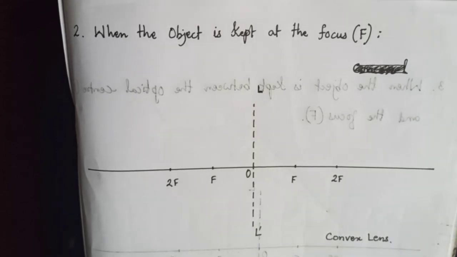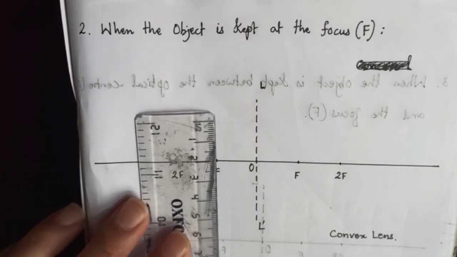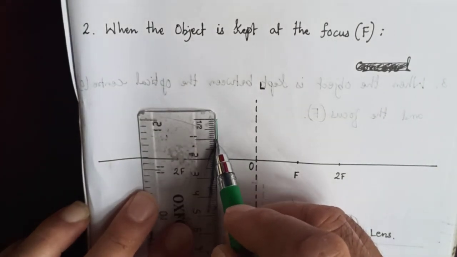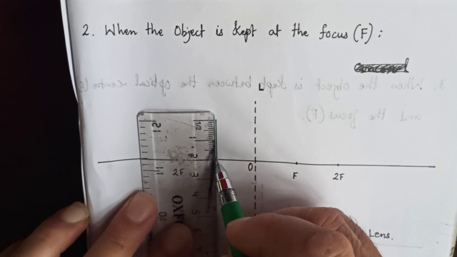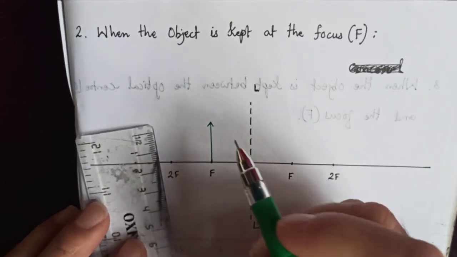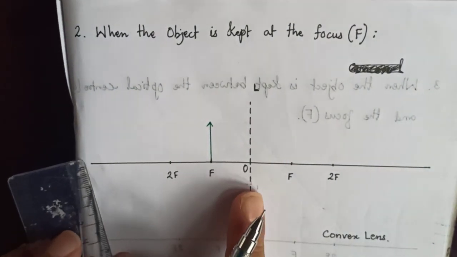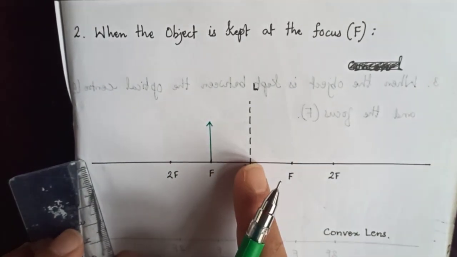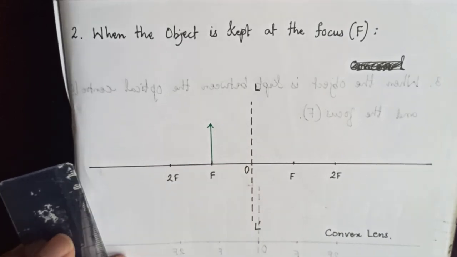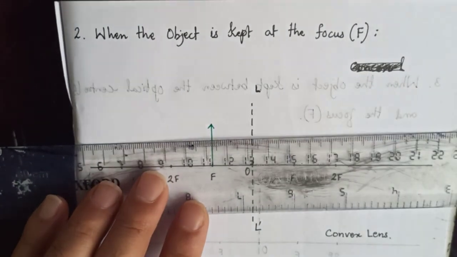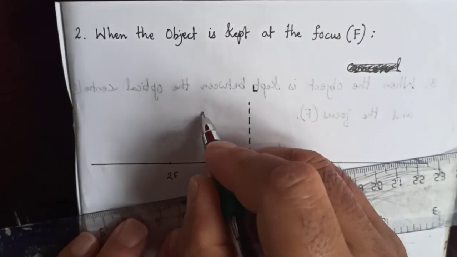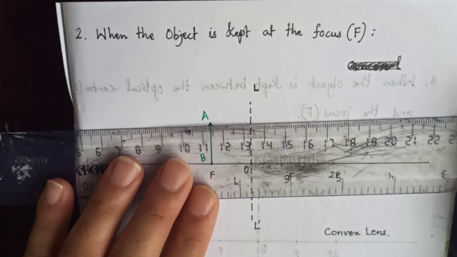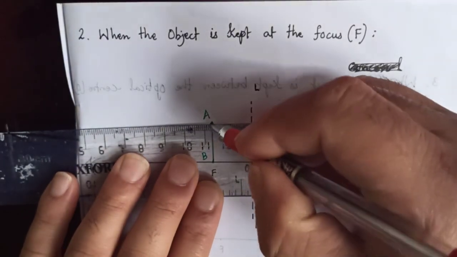So as required, we keep the object exactly at the focus. I am taking the height of the object as 2 centimeter, exactly at the focus. The left side is the front side, so the right side is the back side. So we are keeping the object in front of the lens. One ray is taken from this object AB. One ray of light is taken parallel to the principal axis, exactly parallel to the principal axis.